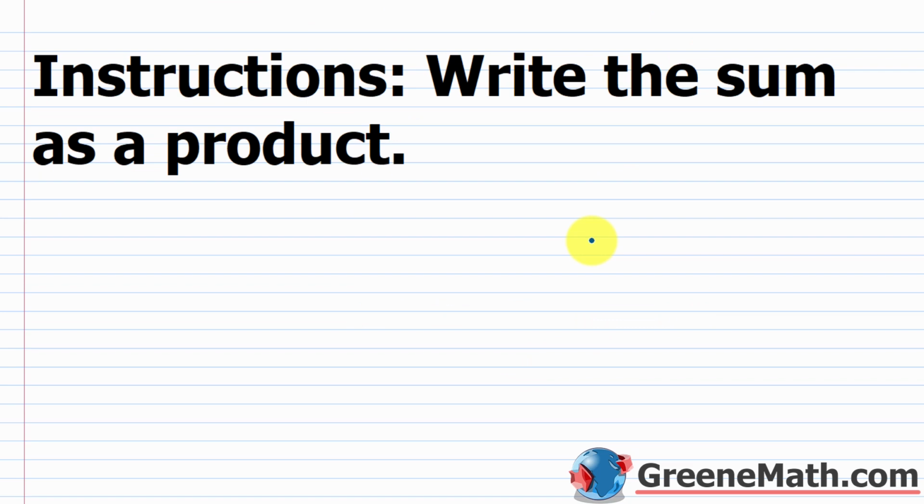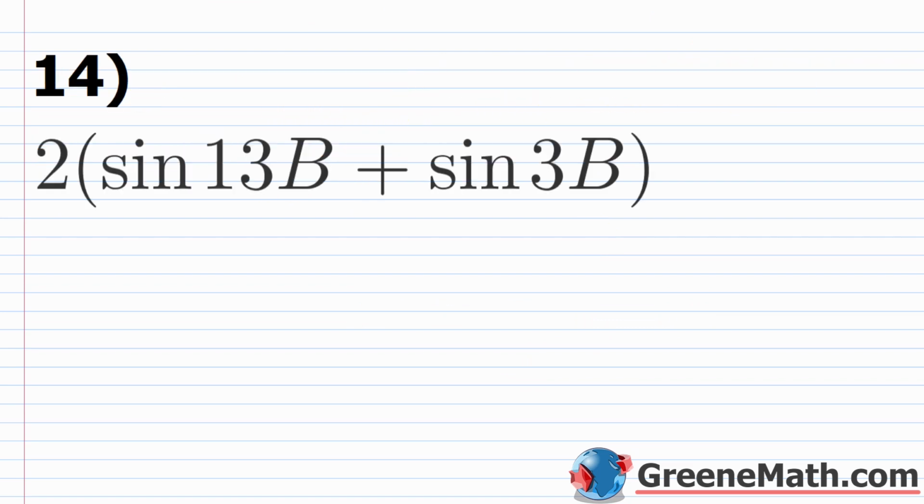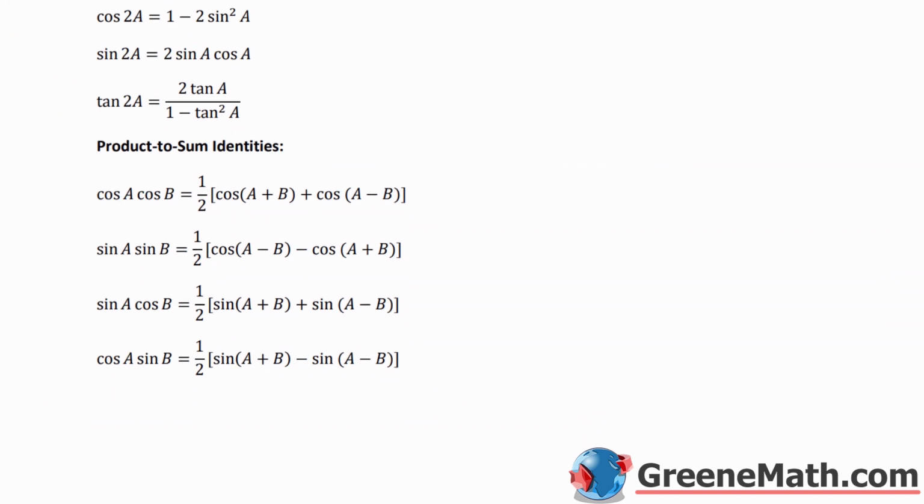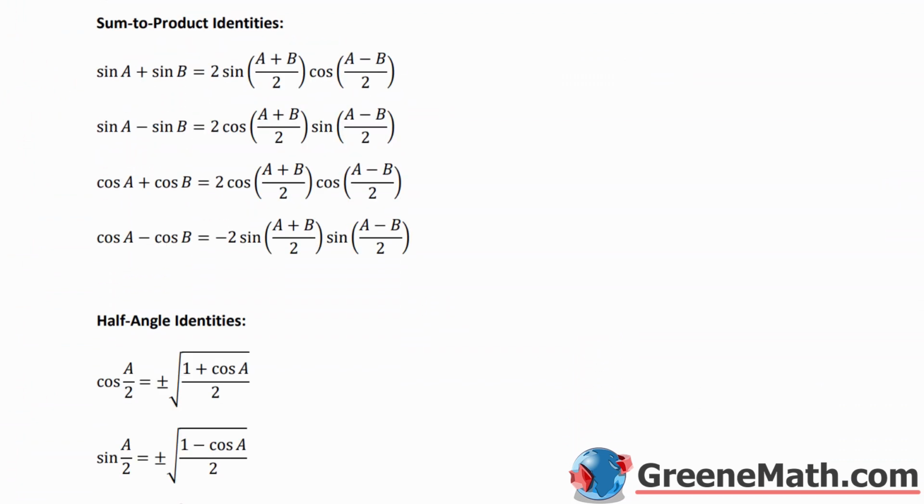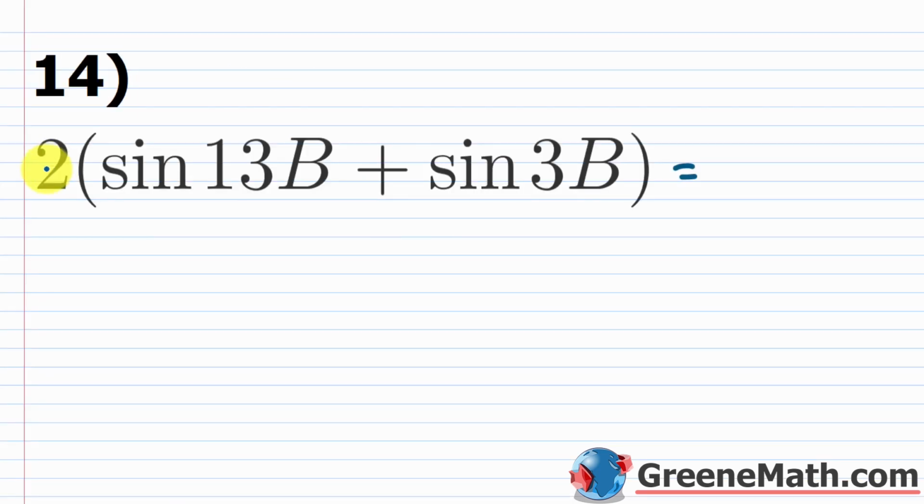All right, for the next guy, the instructions say to write the sum as a product. And for this one, for problem 14, we have 2 times the quantity sine of 13b plus the sine of 3b. So right now, this is a sum, and we want it as a product. So let's come back, and we want to look for the sum to product identities. So we have the sine of a plus the sine of b. So this is the one we want. So it's 2 times the sine of a plus b over 2 times the cosine of a minus b over 2.